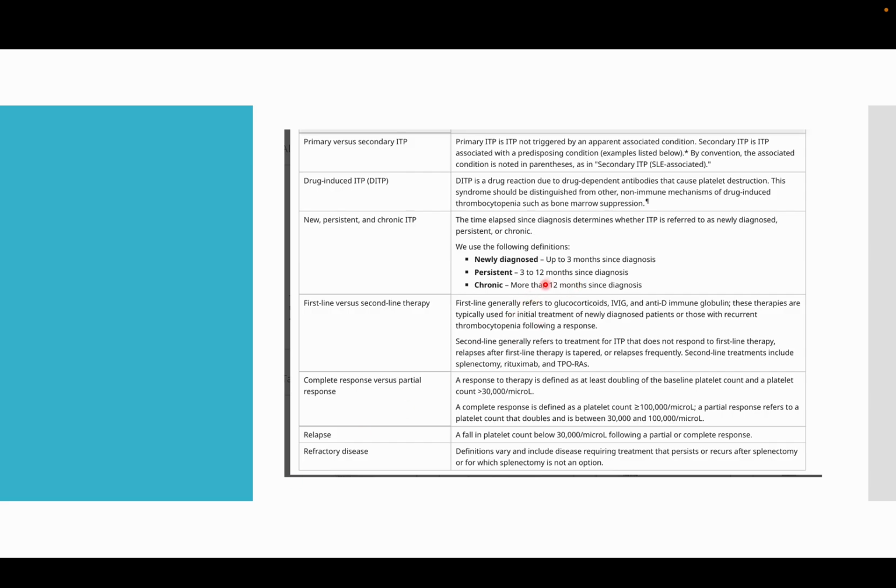So this is primary: newly diagnosed is less than 3 months, persistent is 3 to 12 months, chronic is more than 12 months. Response is any doubling or more than 30,000. Complete is more than 1 lakh. First line is always steroid.